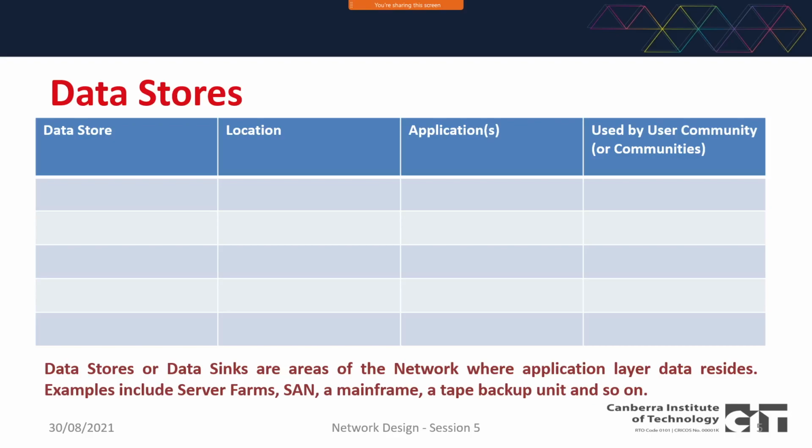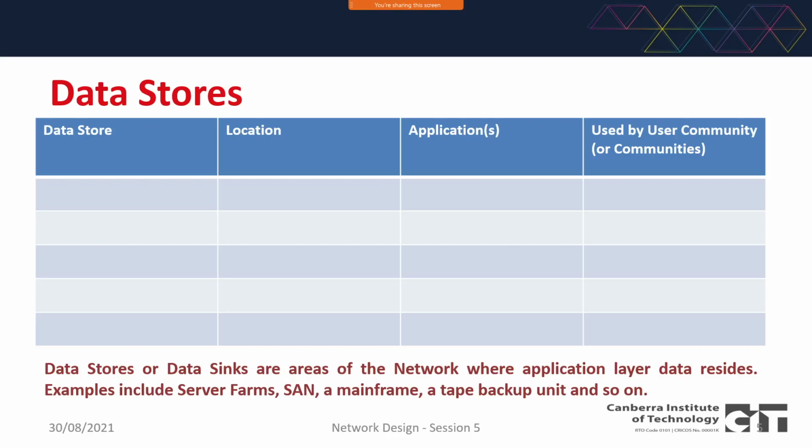Now, when we're describing our network design, we need to understand where the data stores are, the physical location, the applications that they're running, and which user communities are taking advantage of them, in order to understand who is going to try to access those resources, if they're going to try to access the resources at the same time or not, and so on and so forth. Now, before I move on, do I have any questions so far about user communities and data stores? If not, we can move on.